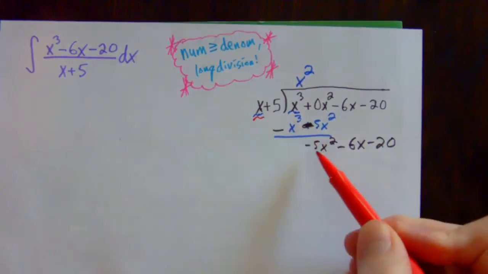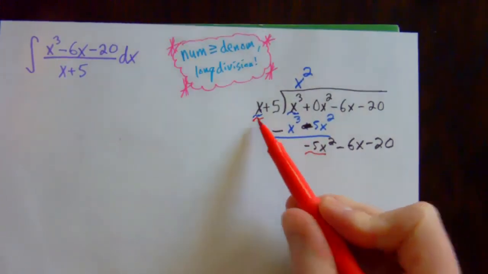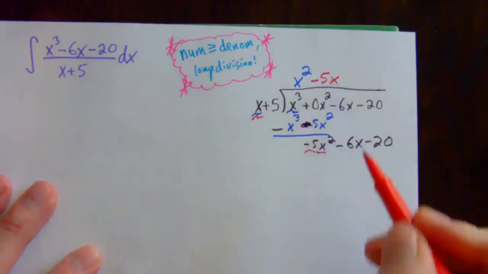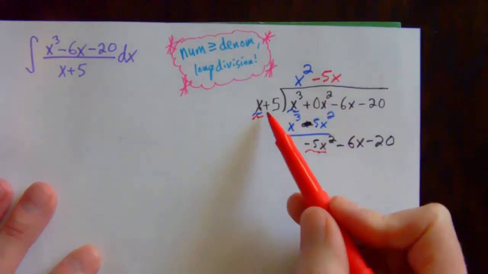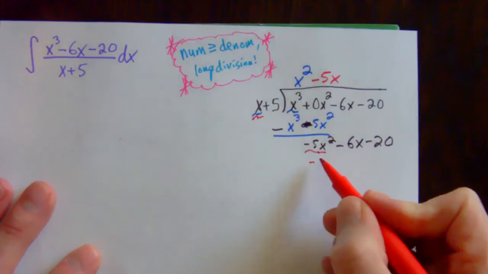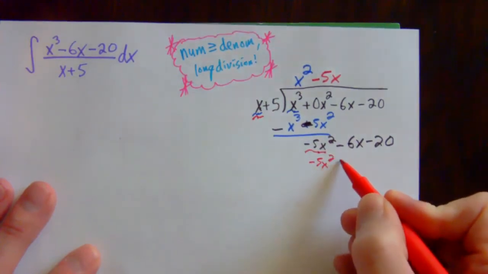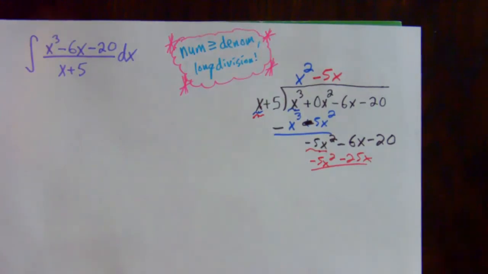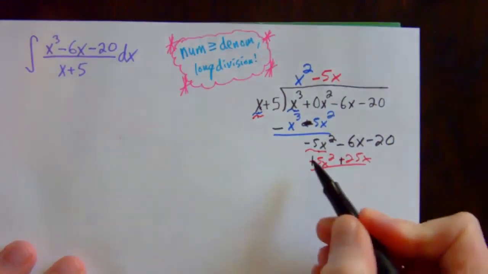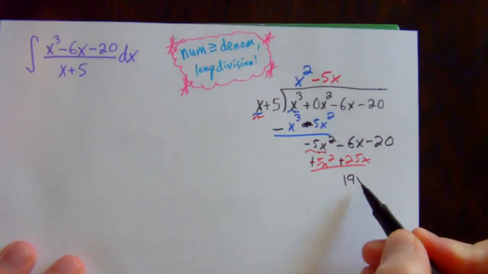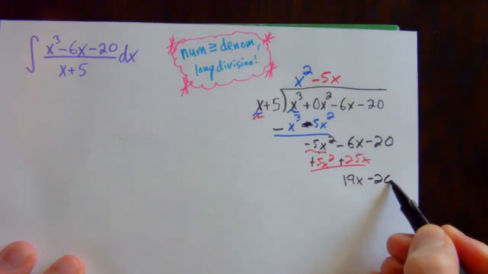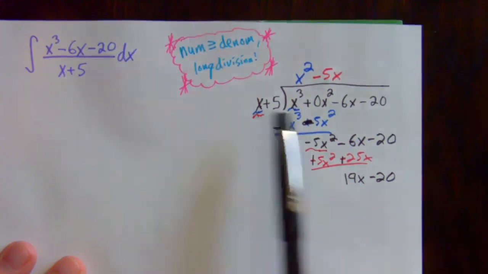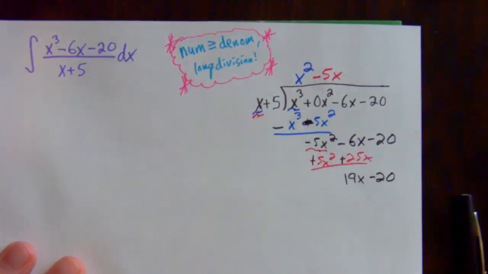So you look at the first thing in both of them. You're thinking, x times what gives you that negative 5x squared? That's going to be a negative 5x. You then take the negative 5x and distribute it through the x plus 5. So that will give us a negative 5x squared minus 25x. And then we are going to switch the signs. This will give me a positive 19x, bring down the minus 20. And I'm not done with this, because this degree right here is not smaller than that degree right here. So we need to do one more time.